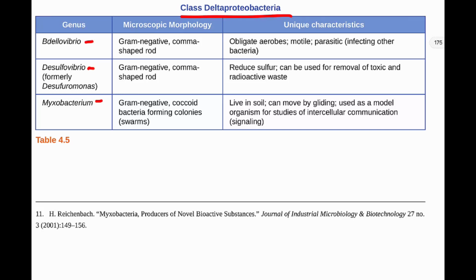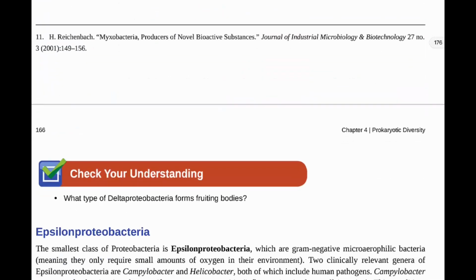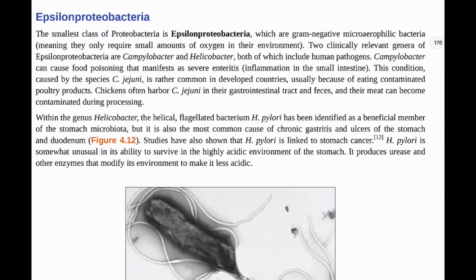So the smallest class of Proteobacteria is the Epsilon Proteobacteria. They, again, are gram-negative, microaerophilic. So remember, micro meaning small, aero meaning oxygen, and philic meaning loving. So they like a small amount of oxygen or low oxygen levels. They remind you of that here. They only require small amounts of oxygen in their environment. There are two clinically relevant genera of these. We have our Campylobacter and Helicobacter, both of which include human pathogens.